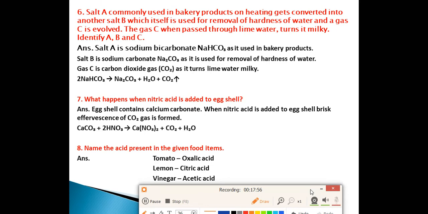After that, you should go through the reaction of acids and bases with metal carbonates and metal hydrogen carbonates. So whenever acid reacts with metal carbonate or metal hydrogen carbonate, carbon dioxide gas is evolved. And what is the test for carbon dioxide gas? If carbon dioxide gas is passed through lime water, it will turn milky.